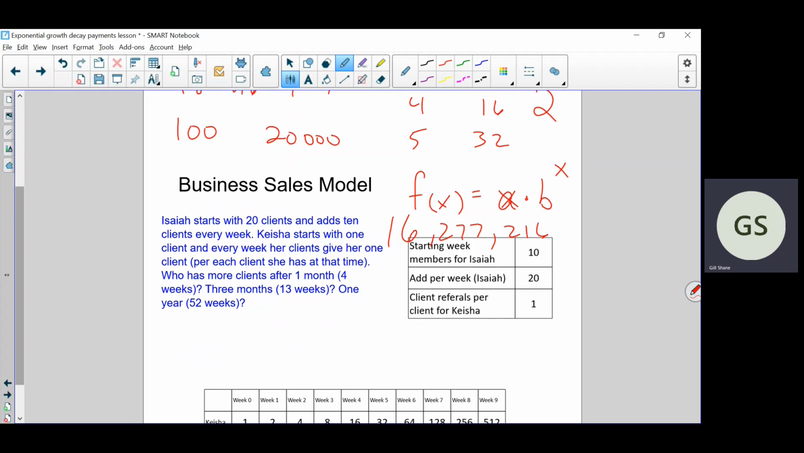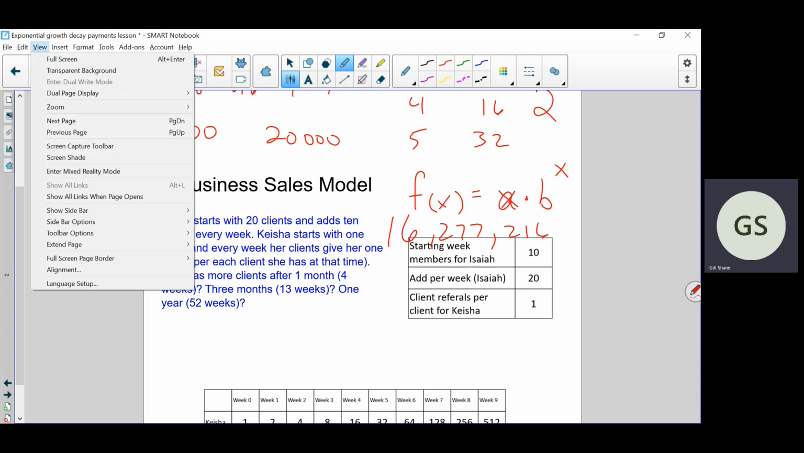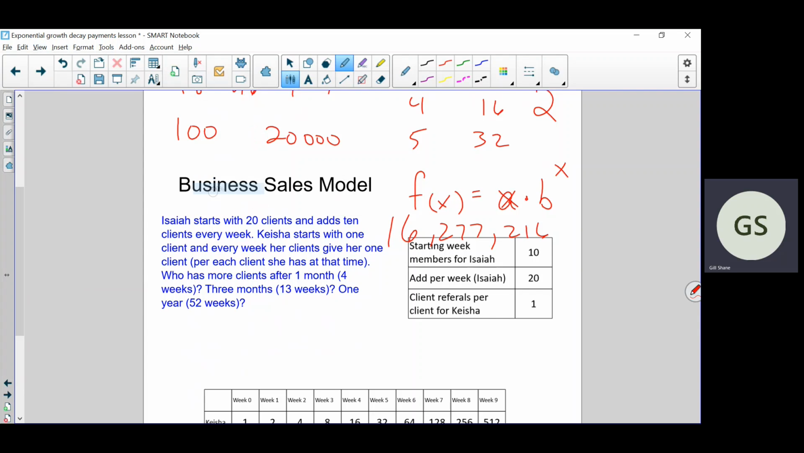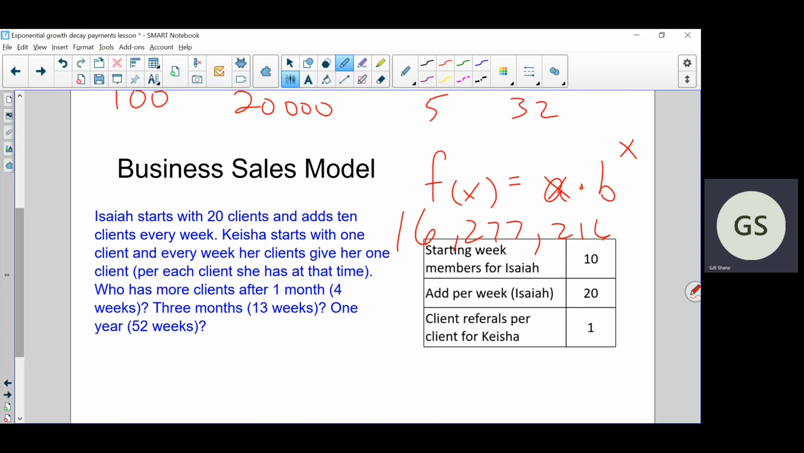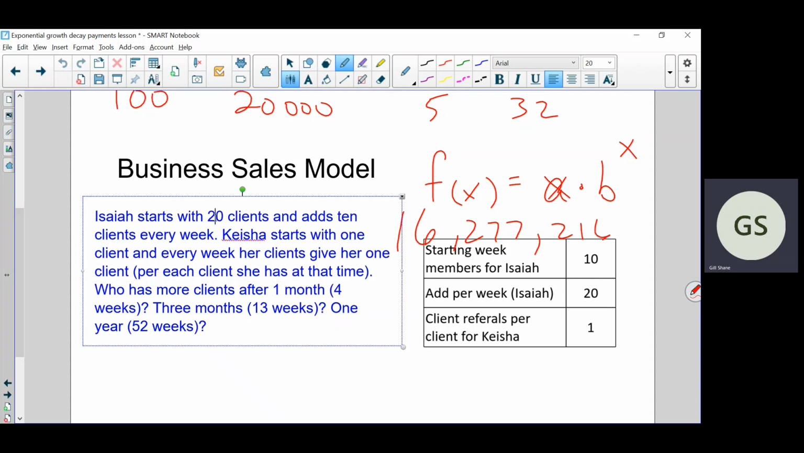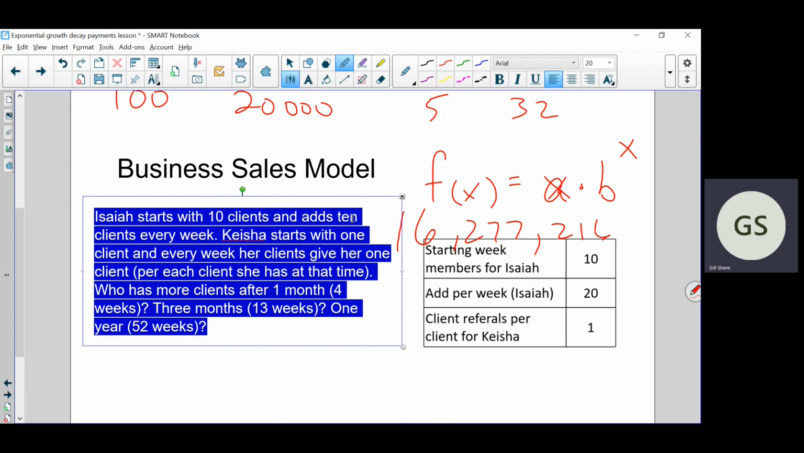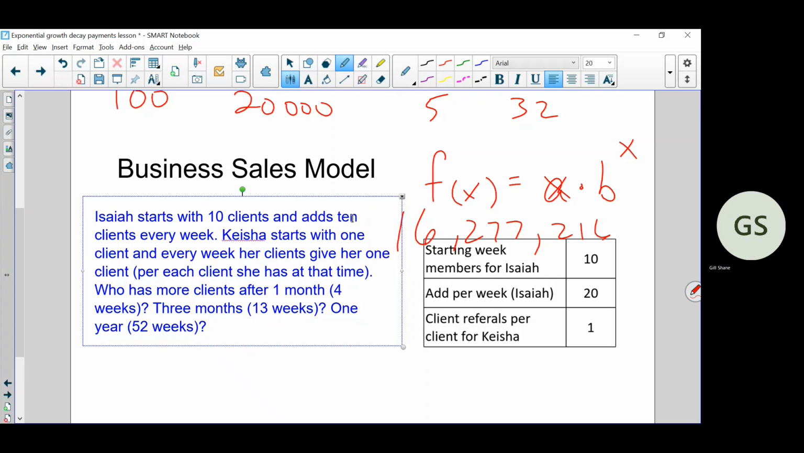So if we take an individual and he starts with 20 clients, I'm going to zoom in. He starts with 10, he's adding 20 every week. Why did it say it starts with 20? Yeah, I changed it over there because that matched up with the table at the bottom I had already done. So let's change that. So he starts with 10 and then he adds 20 every week.